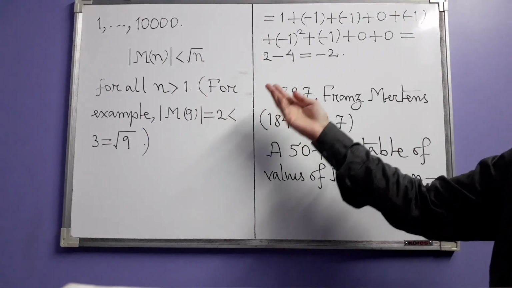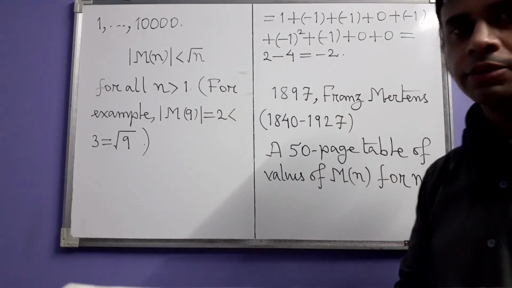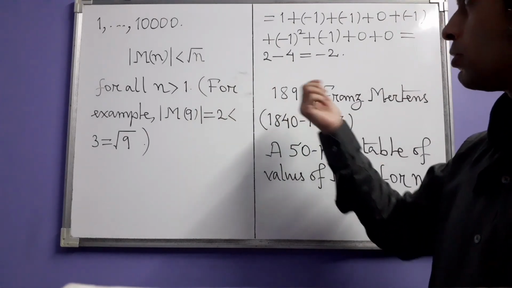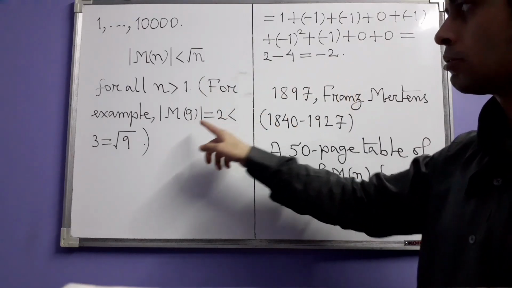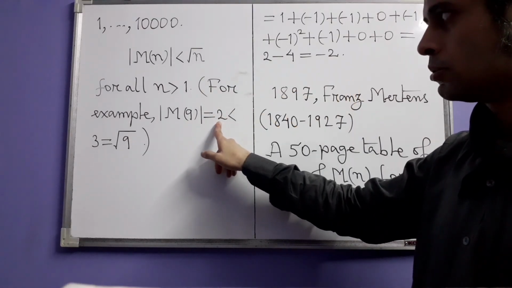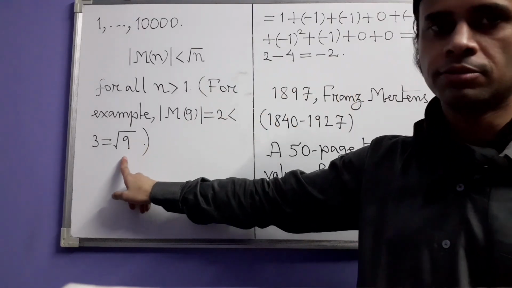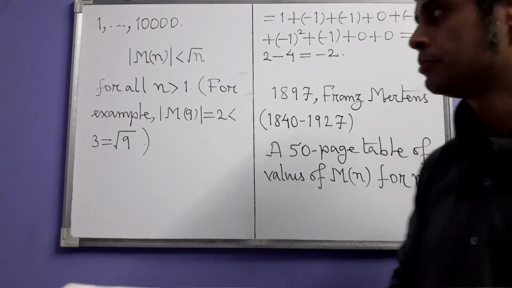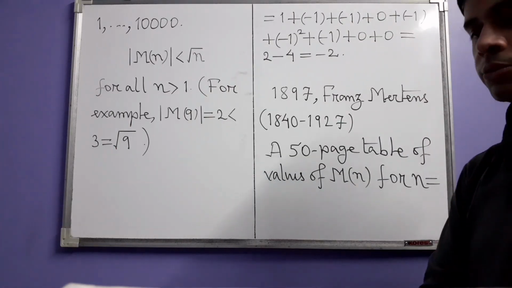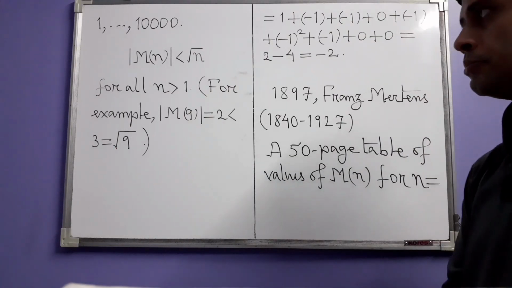You can test that conjecture with our n equal to 9. So M of 9 is minus 2, so its absolute value is 2, which is less than the square root of 9, that is 3. Is this conjecture true? No, it's actually not true.